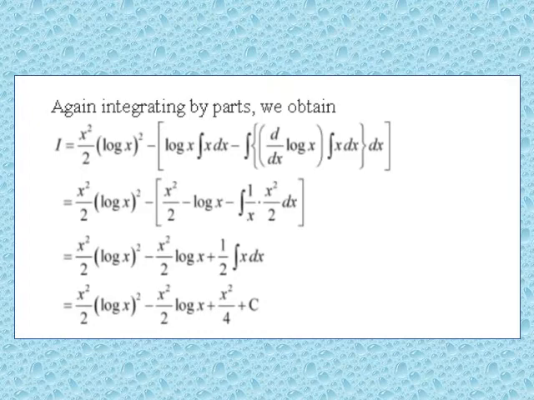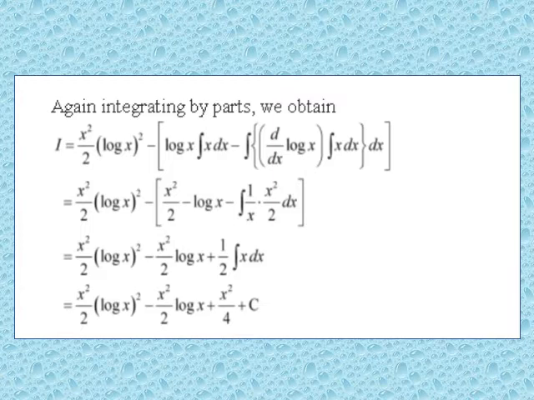So we have to apply integration by parts again for the integral x log x, and log will be our first function. So we are getting I equal to x square upon 2 log x whole square. It is very simple. Now for the second part, it will be log x integral of x dx minus integral of the differentiation of log x into the integral of x dx. Clear? So we are getting x square upon 2 log x whole square minus, x square upon 2 into log x minus integral of 1 upon x into x square upon 2 dx.